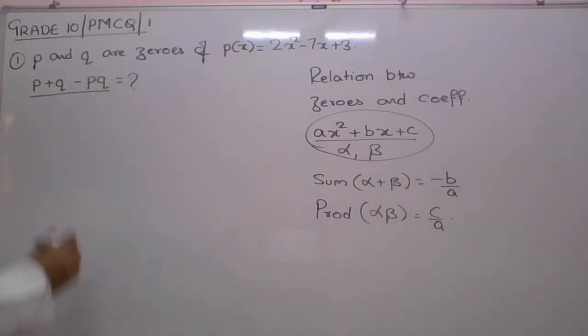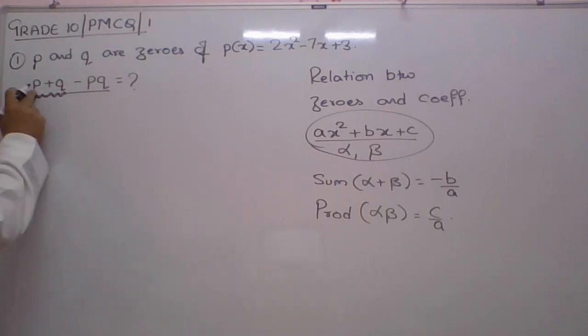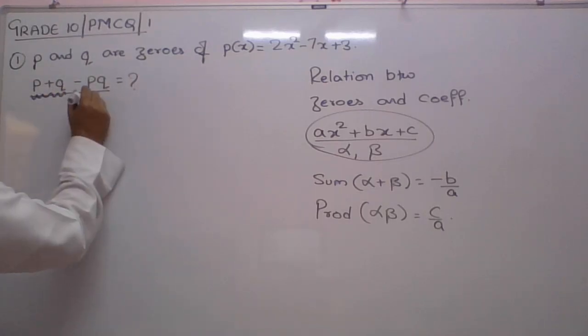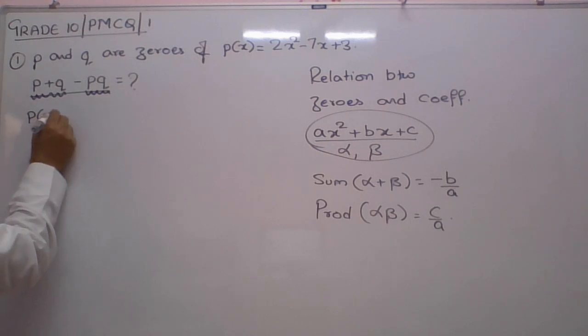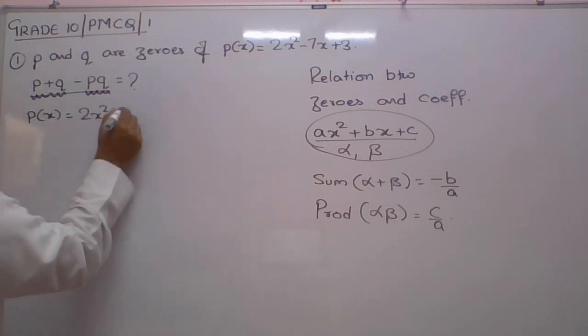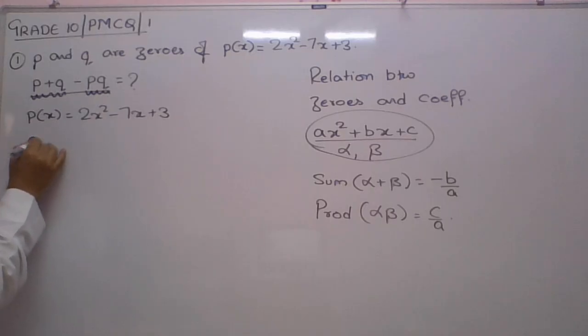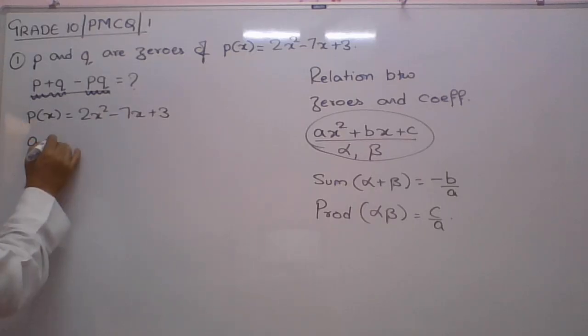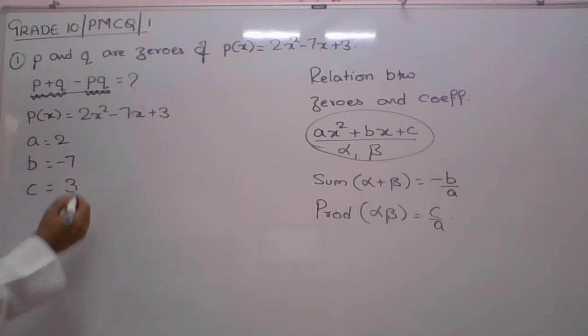If you have a little bit of mathematical sense, what is p plus q? It is nothing but the sum of zeros. And what is pq? It is the product of zeros, right? So what are you supposed to do? What is the polynomial given? P of x is equal to 2x square minus 7x plus 3. And from this polynomial, what is a? a is 2. And what is b? b is minus 7. And what is c? It is 3. So now you have to find the sum of zeros.